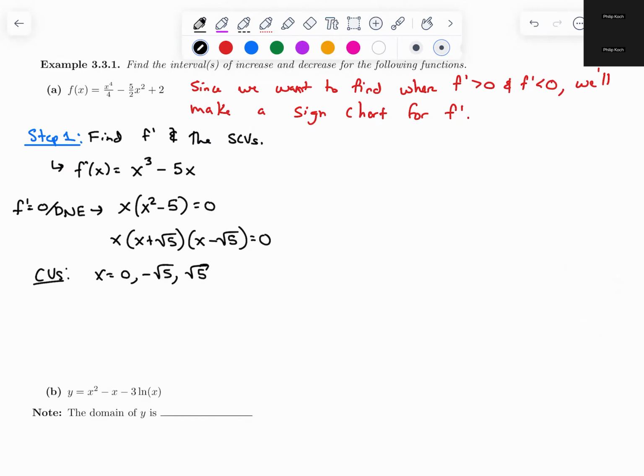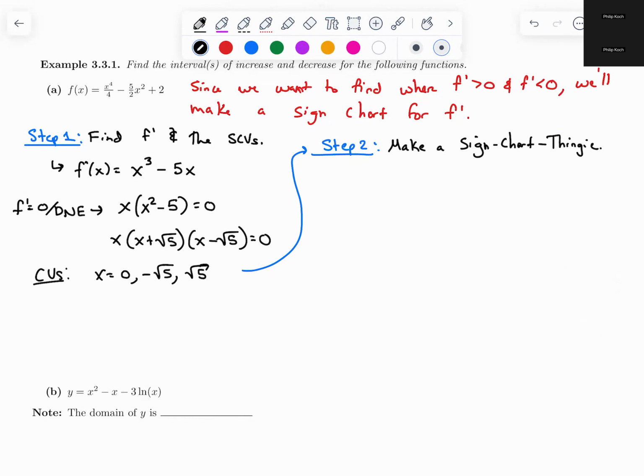Find the derivative, set it equal to 0 to find the places where the derivative equals 0. Because once you've had those, you can create a sign chart to figure out where the derivative is positive and where the derivative is negative. So step two is going to be make, very, very scientific term, make a sign chart thingy. Very, very scientific, I know.